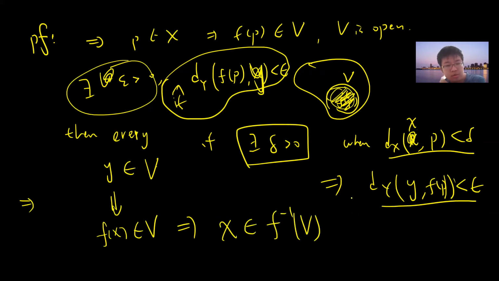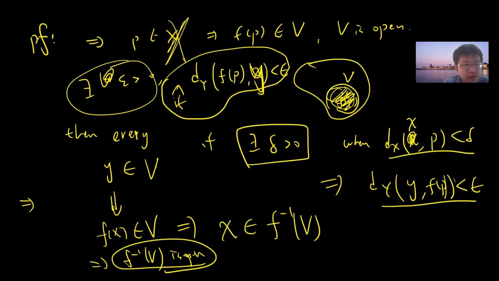So what I'm saying is that every point which is close enough to p will belong to f inverse of V. So this means that f inverse of V is open, right? So f inverse of V is open.